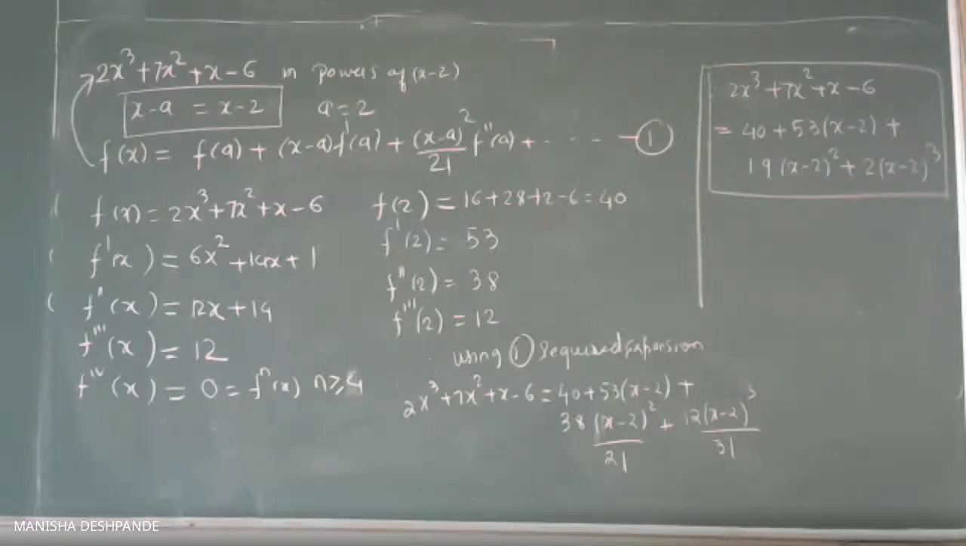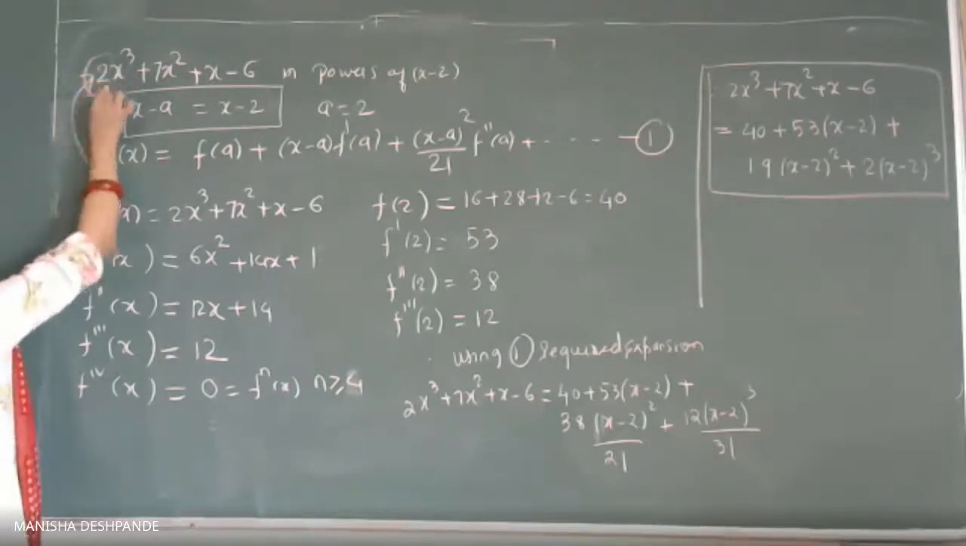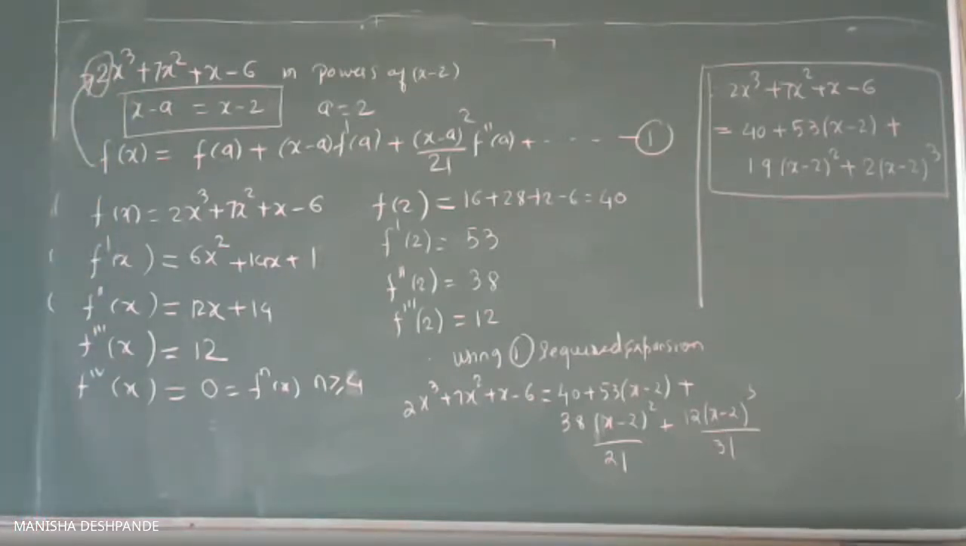Whatever is the coefficient of the highest degree x cube in your question, that will be your coefficient. Why? Because 3 factorial comes down. The third derivative of that function, x cube, will be 3 factorial, because the first derivative is 3x square, the second derivative is 6x, and the third derivative is 6.